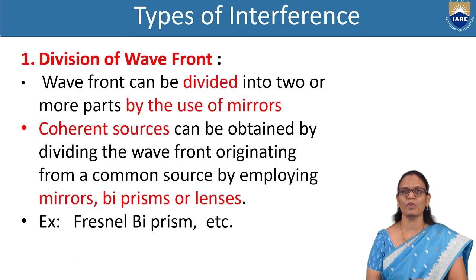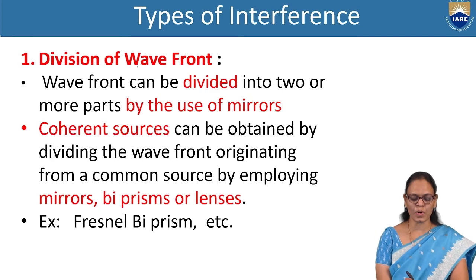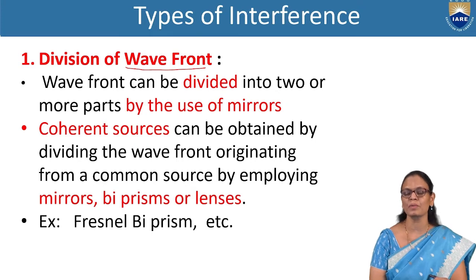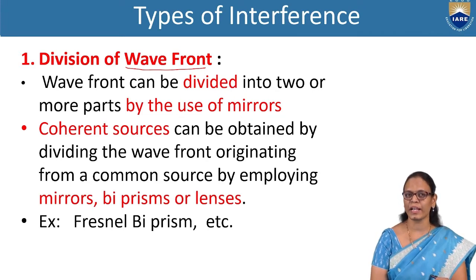Coming to the types of interference, the first one is division of wavefront. Interference is due to the superposition of waves having the same amplitude and wavelength traveling in the same direction. Depending upon how they superimpose, we get constructive or destructive interference. But how do we get these superimposing waves? There are two types.